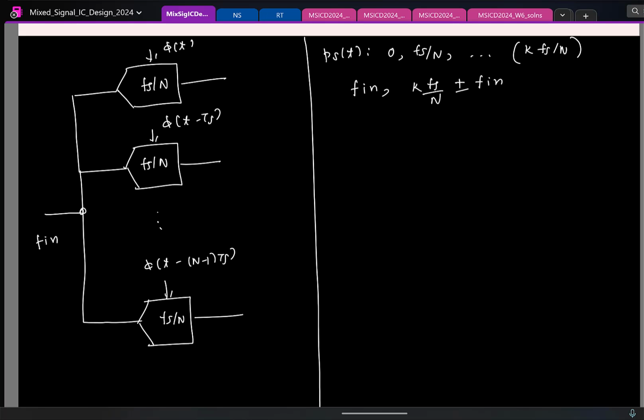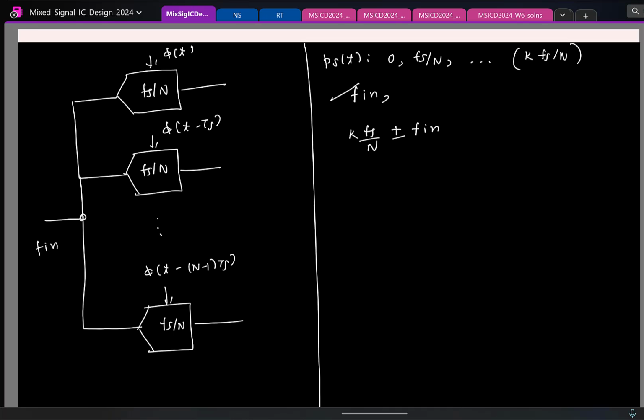Fine. And for this, this is basically the required part. This is the unwanted part, and for this, k will go from 1 to n minus 1, because k equal to 0 we have already taken as f in here. Is this fine?